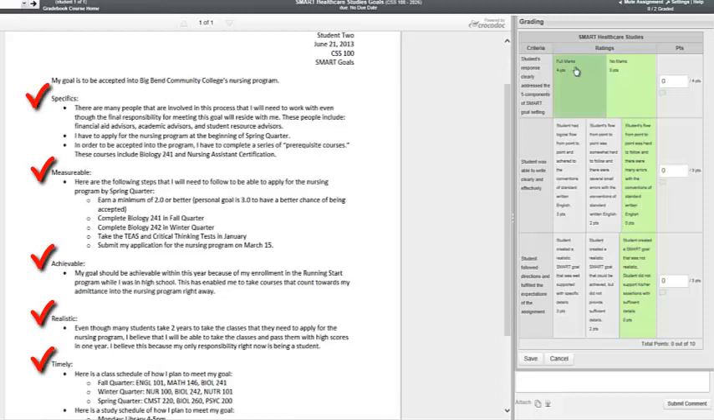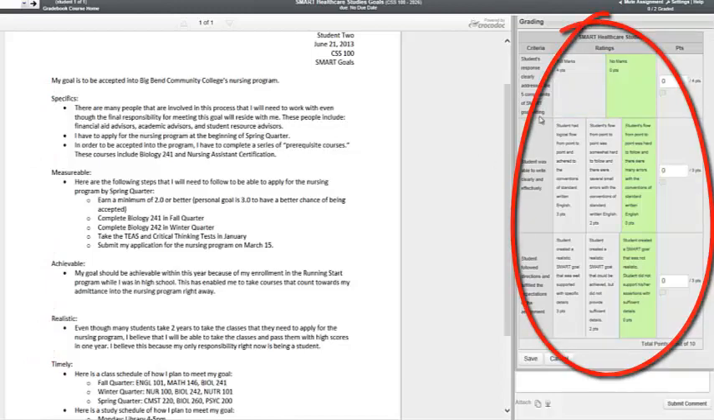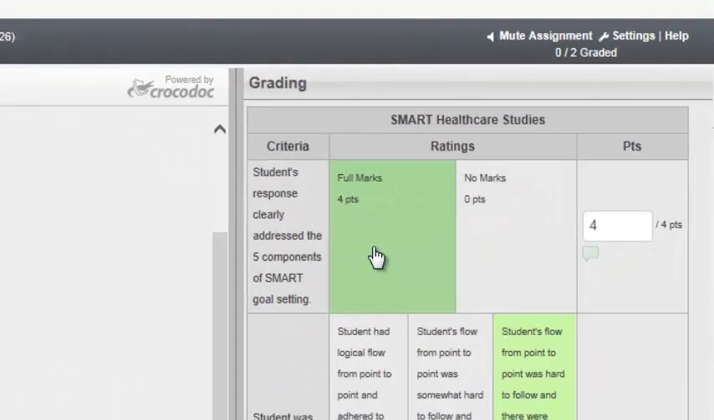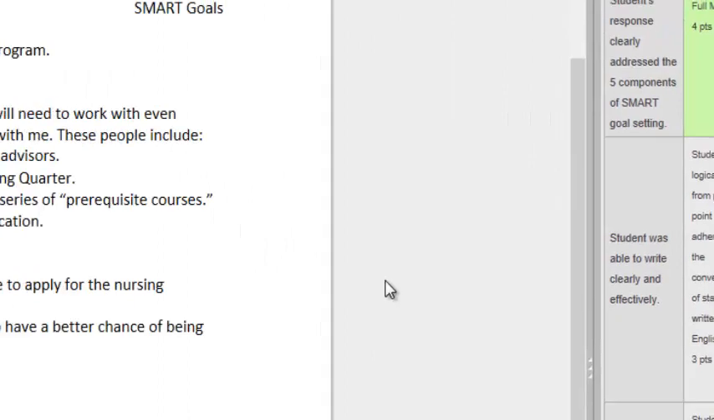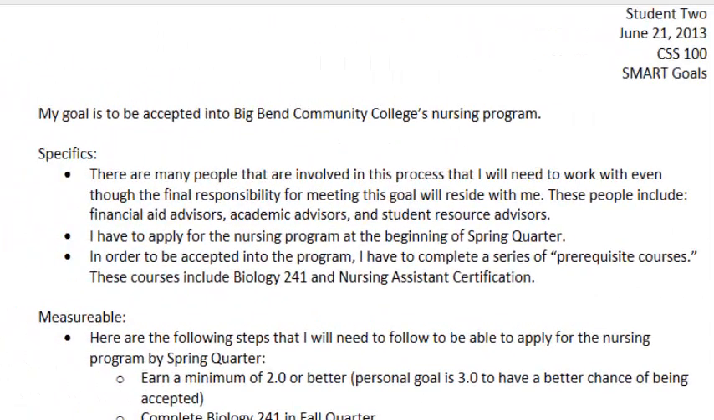So when I look at the SMART Healthcare Studies rubric on the right-hand side, I can immediately give them full marks because they address the 5 components. And over here, it automatically changes their score to 4 out of 4. The next criteria says the student was able to write clearly and effectively. So let's take a look back at the assignment.